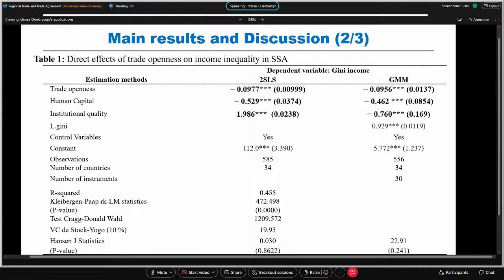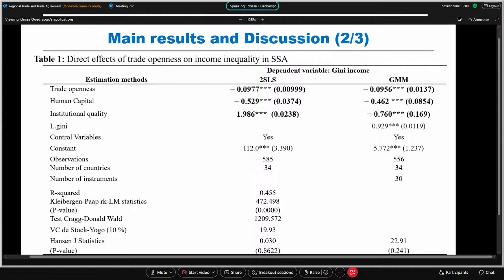And therefore, people who are educated can benefit from trade openness. And also, since African countries have light manufacturing and also agriculture, where we employ low-skilled workers, those people can also benefit from trade openness.